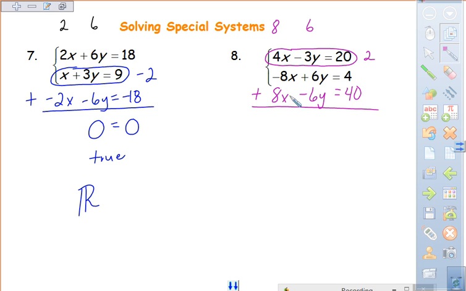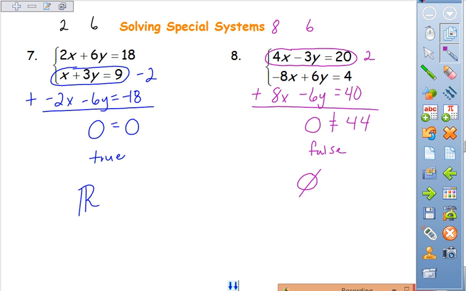Negative 8 and 8 eliminate. 6 and negative 6 eliminate, so I'm left with 0 on the left and 44 on the right. That is false. If you get something that is false, there is no solution. Those two lines would never intersect.